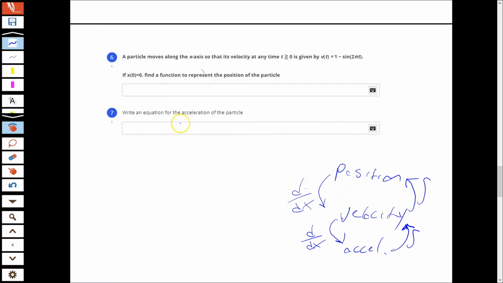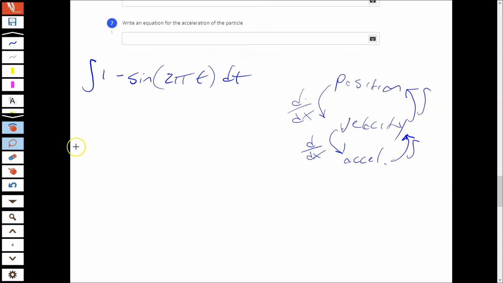Okay, so you need to decide, based on what is given to you, whether you need to integrate or differentiate. In this case, we're given velocity. We want position. So that means I have to take the integral of the function that is given to me. So I have the integral of 1 minus sine 2 pi t dt. And what I'm going to do to make this a little bit easier, this is a somewhat spicy integral, I'm going to split it up. So I'm going to say the integral of 1 dt plus the integral of negative sine 2 pi t dt.